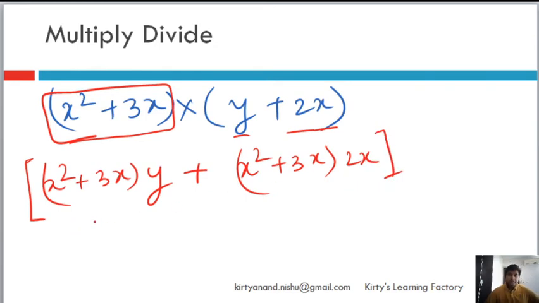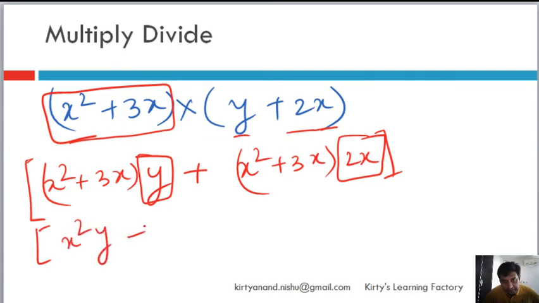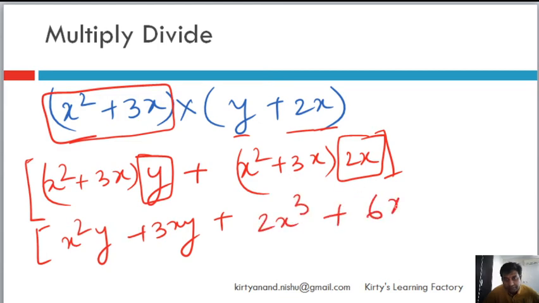And then what I will do is that now here I have a single term, here I have a single term, it's a monomial. Now I will once again multiply it over the two terms here, and I will make it x square y plus 3xy plus this is 2x cube plus 6x square, and then I will simplify it so that all the like terms are combined, but here I see that all of them are unlike terms. So that's how we multiply.